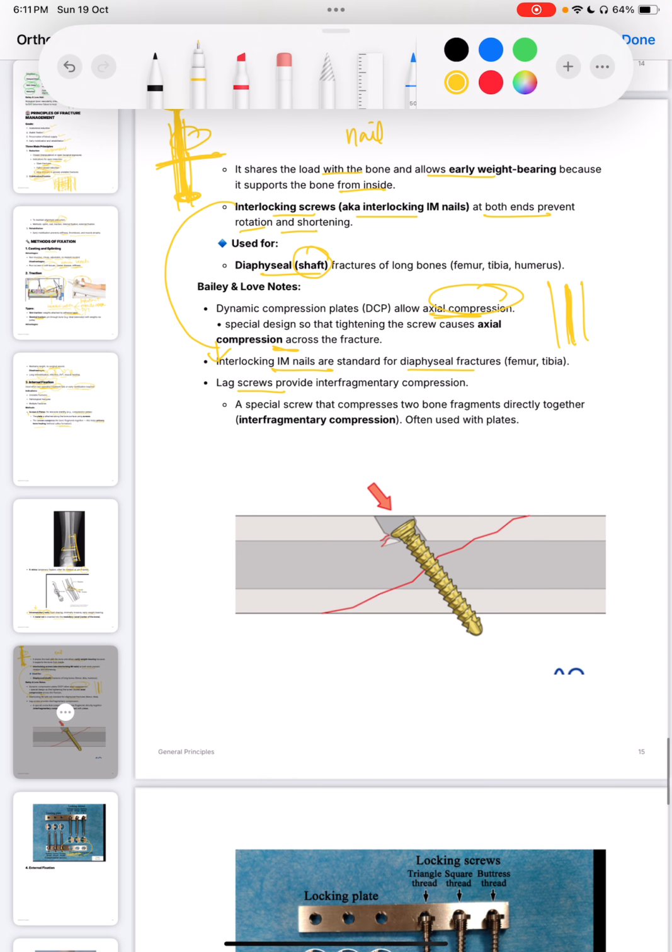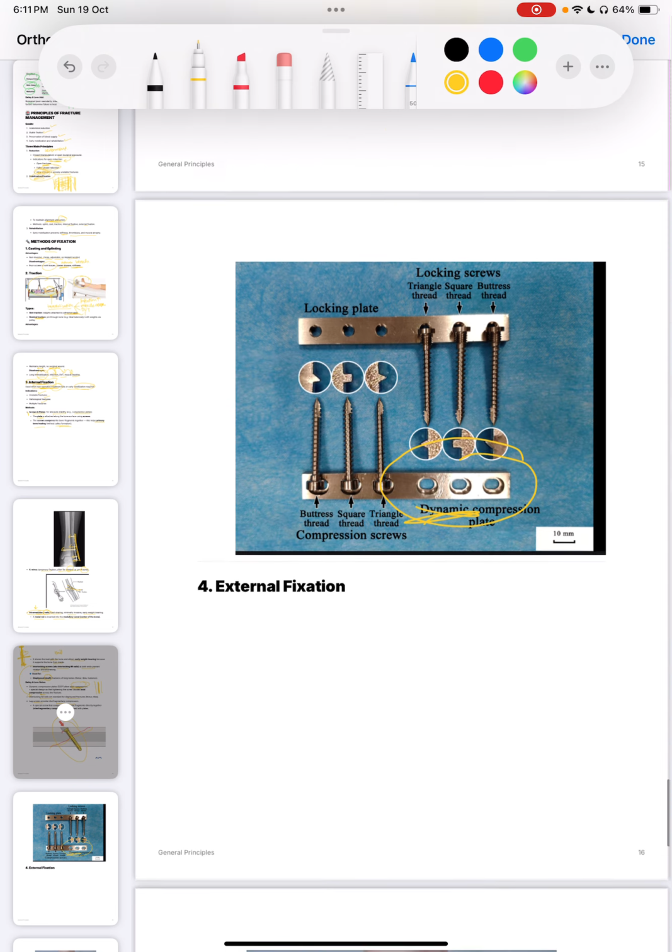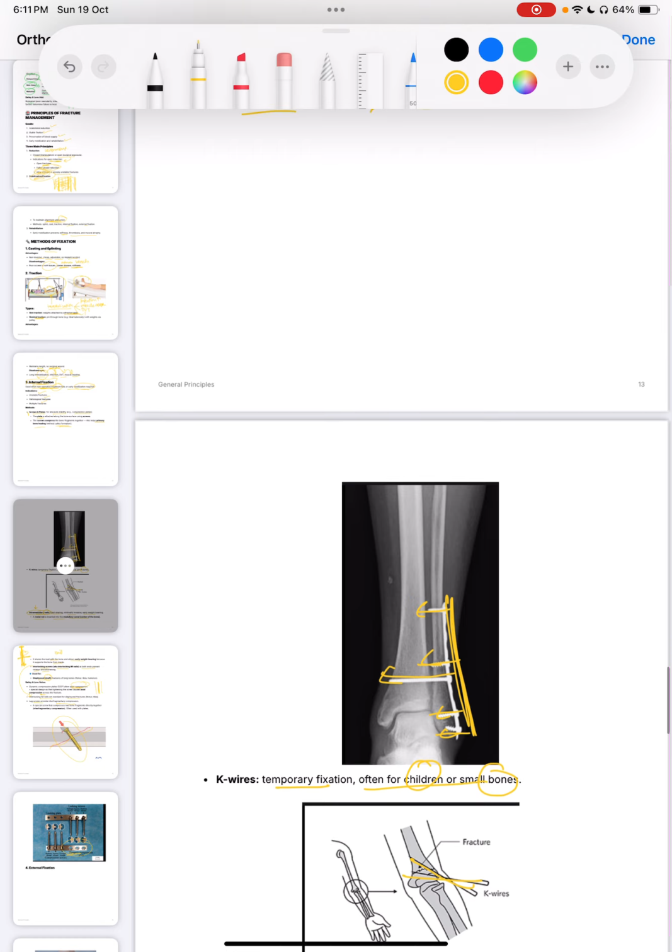And then lag screws. These are lag screws that provide interfragmentary compression. So what that essentially does is there's a special screw that compresses the two fragments together, right? And it's used with plates. See? So like very easy.